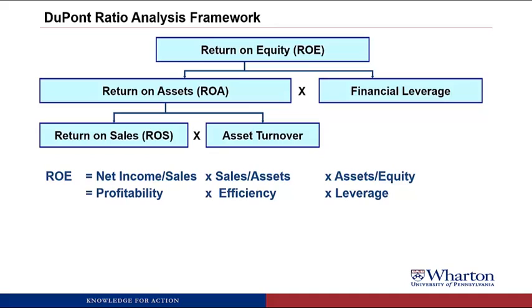So the DuPont formula is that ROE equals profitability. So for each dollar of sales, how much net income does the company produce, times efficiency or asset turnover, which means for each dollar of assets the company has, how many sales does it generate, and leverage: for each dollar of equity investment, how much assets does it buy?